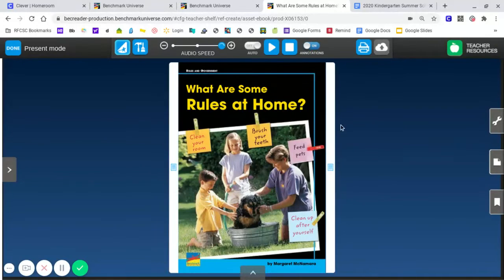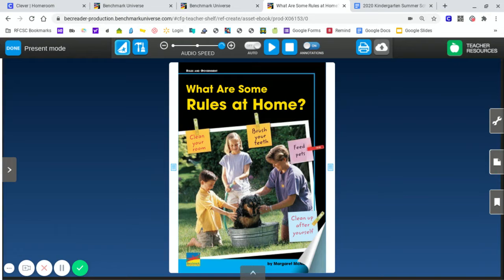All right, so our text is called, What Are Some Rules at Home? Okay, what are some rules at home? Look at the cover of this book. I want you to decide. What do you think? Is this book going to be a fiction or non-fiction text?